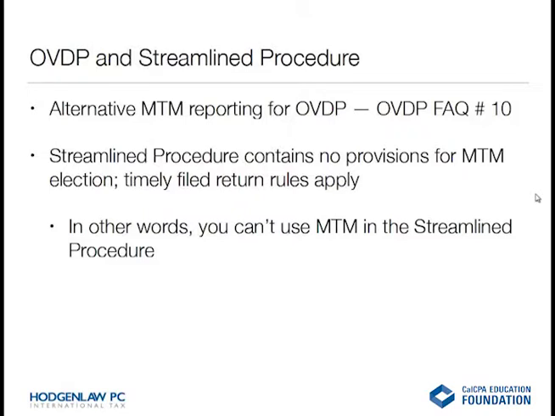The streamline procedure, a very common option for people who are fixing their tax compliance, actually contains no provisions for mark-to-market election, and you still have to follow all the normal rules for timely elections. So if you're entering the streamline procedure and you need to report PFICs as part of those submissions, I don't think you can use the mark-to-market for those. You can use it starting in the current year under the transition rule we talked about, but you can't use it for the past years. It's only in the OVDP that it allows you to do a non-timely mark-to-market election.